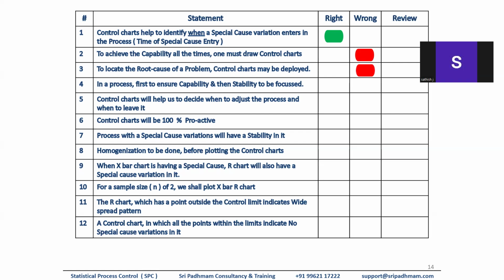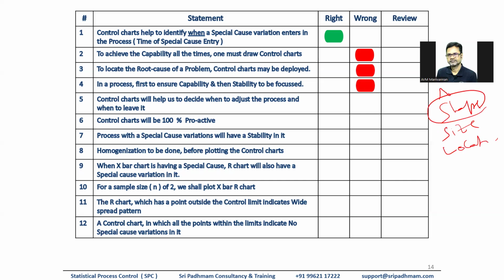In process, to ensure capability, then stability to be focused. So, first, we must ensure capability or stability? First stability, then capability. Remember, shape, size. Always shape first, ideally a bell curve. Clear? Okay.